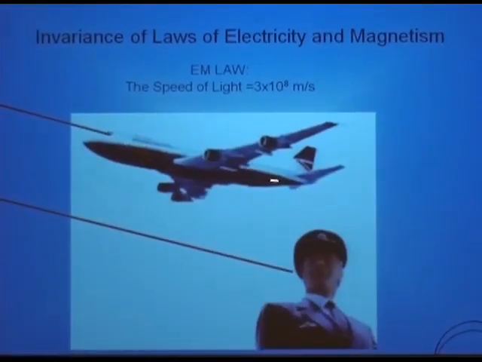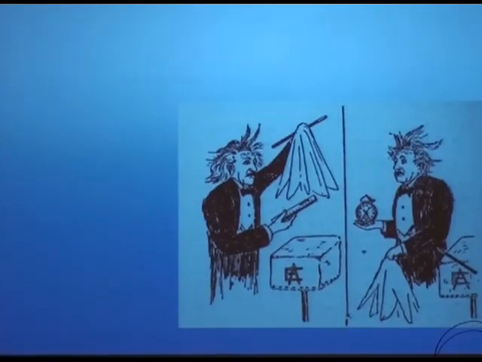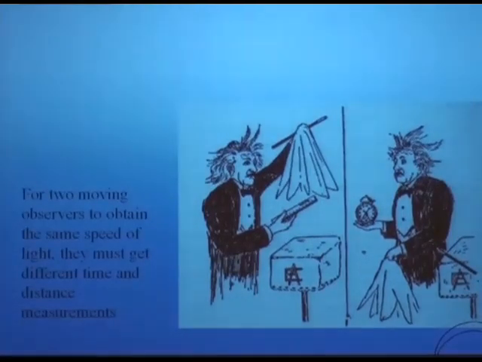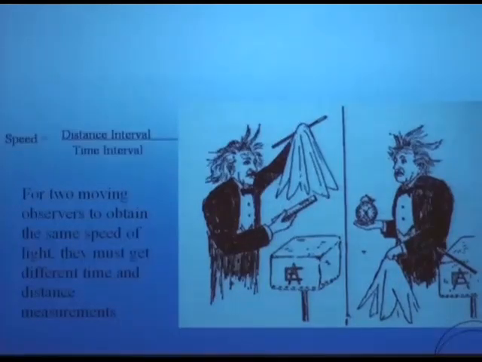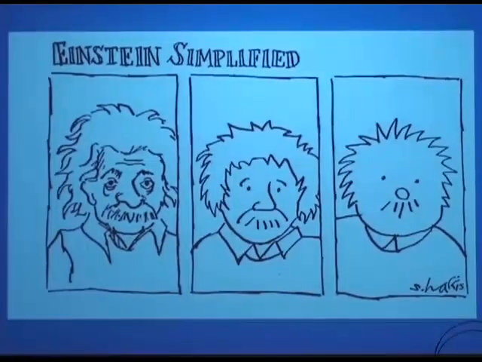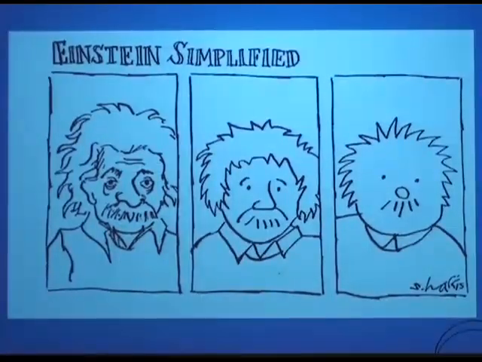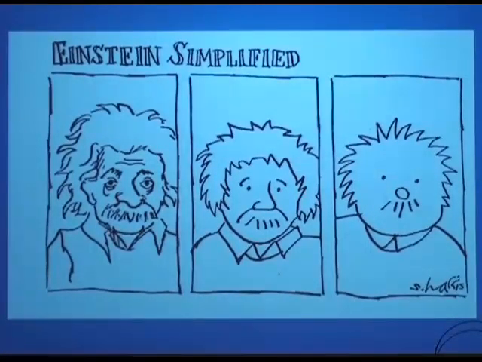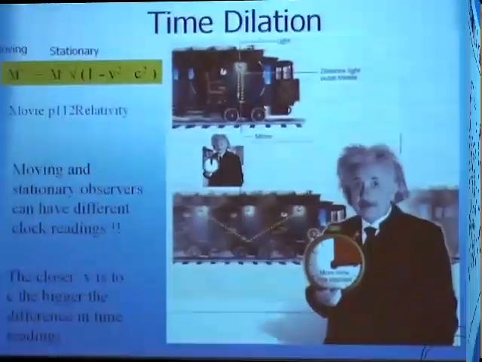But again, to review, the laws of electricity and magnetism are the same for the flying plane as for the pilot who is standing still. And we're going to show you how Einstein changed space and he changed time to get the same answer for the velocity of light, which you have now figured out how to use. But I'm going to simplify things for you a little bit. So that's Einstein simplified.